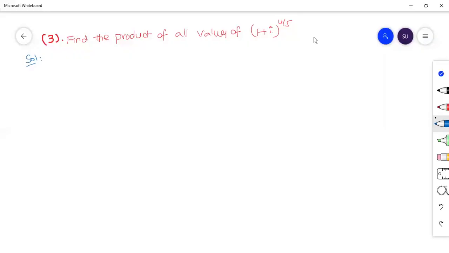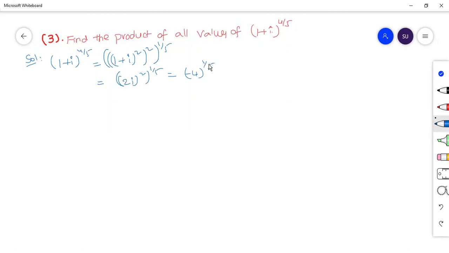Next question: find the product of all values of (1 plus i) whole power 4 by 5. For that, (1 plus i) power 4 by 5, can I write it as ((1 plus i) whole square) again whole square, whole power 1 by 5? Because 2 twos are 4, 4 into 1 by 5. (1 plus i) whole square is i square plus 2i plus 1, the 1 and minus 1 cancel, so it is (2i) whole square, whole power 1 by 5, which is 4i square, and i square is minus 1. So this is (minus 4) whole power 1 by 5.